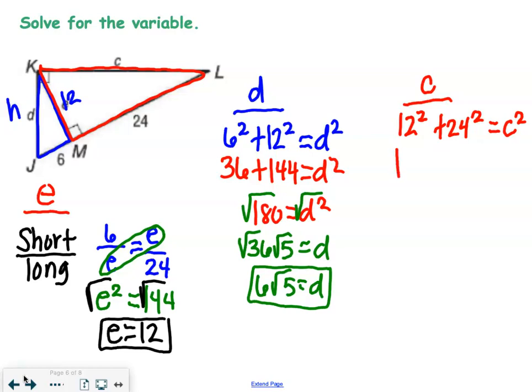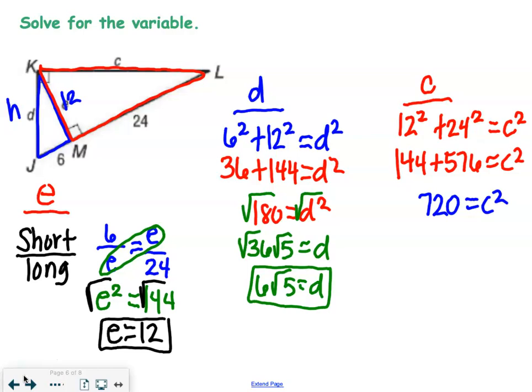So 12 squared is 144, and I gotta grab my calculator because I did this a different way, but that's all right. Let's see if we get the same thing. That's the best part about math, right, guys? There's more than one way to do things. Plus 576 equals C squared. Add 144. We are going to get 720. So 720 equals C squared. And now again, it's just guess and check. What perfect square evenly goes into 720?